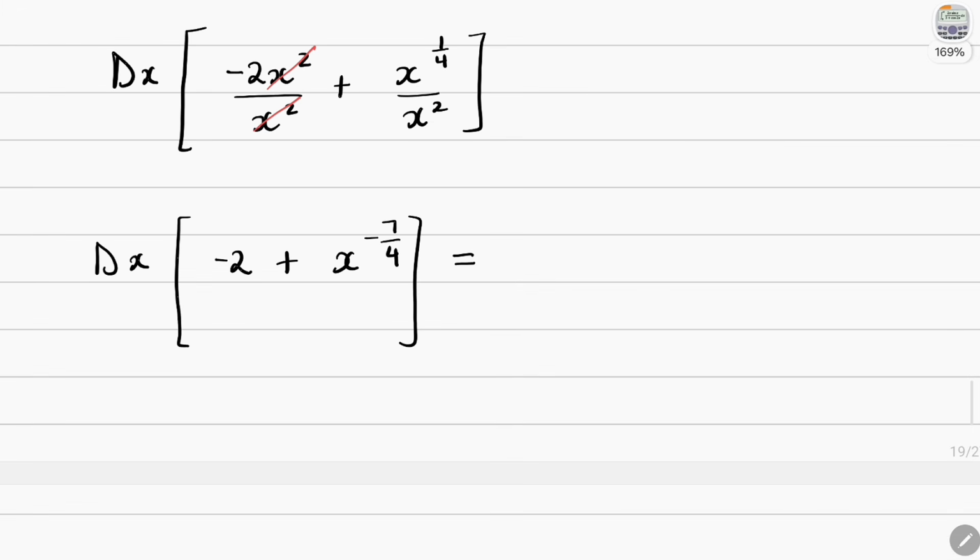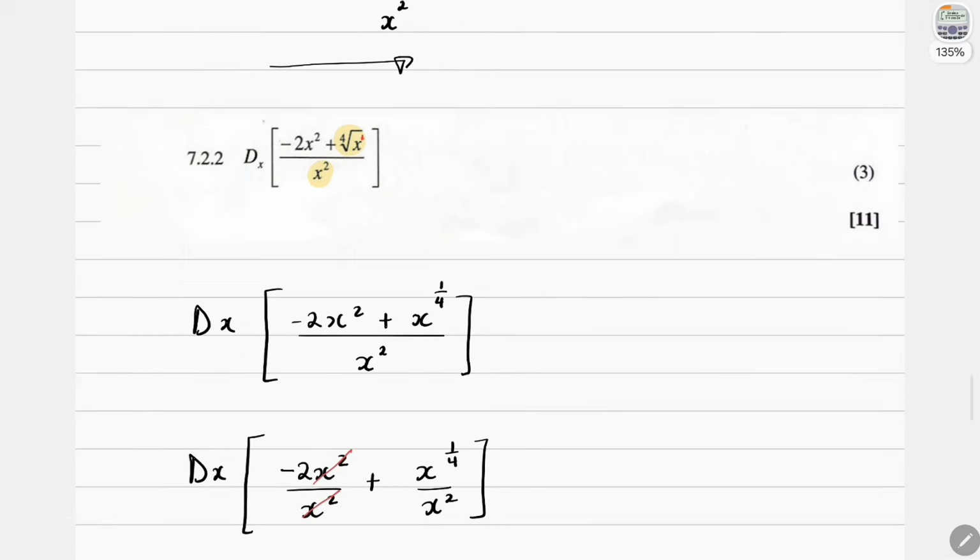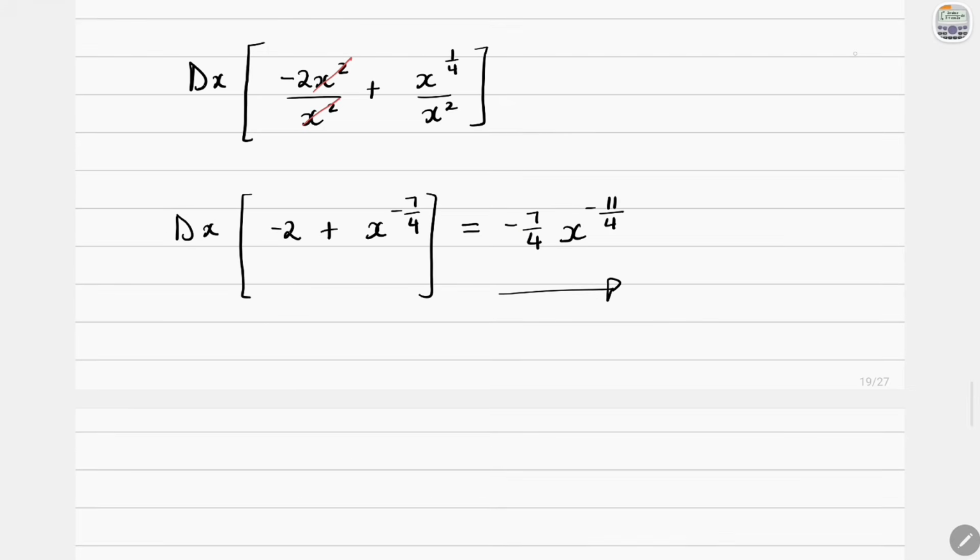So when we derive this, it's simply equal to, when you derive a constant, it is 0. And when we derive this, we'll say the coefficient, the invisible one, times this negative 7 over 4 is negative 7 over 4. And then we still have x, then exponent minus 1. If you say negative 7 over 4 minus 1, you can say minus 1 in the form of 4 over 4. So that's going to just be negative 11 over 4. And that is our answer. And that is it for question 7.